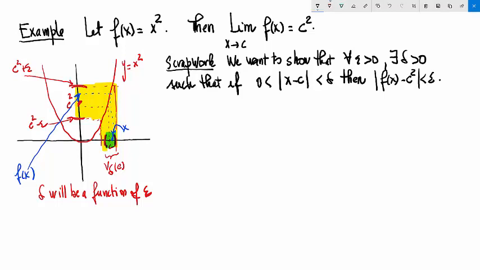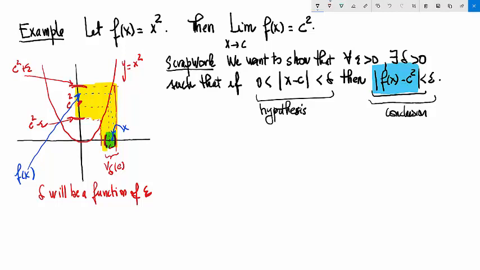All right, so I need to really understand this quantity here, because that's my conclusion, right? So this is my conclusion, essentially, and this is sort of my hypothesis. So to write a direct proof, it is essential to understand the conclusion. So note that if you write the absolute value of f of x minus c squared, that's really just x squared minus c squared, absolute value of that, and we can maybe factor this.